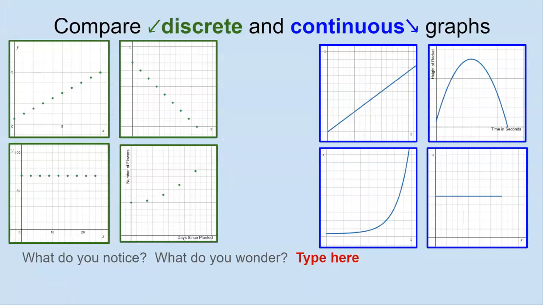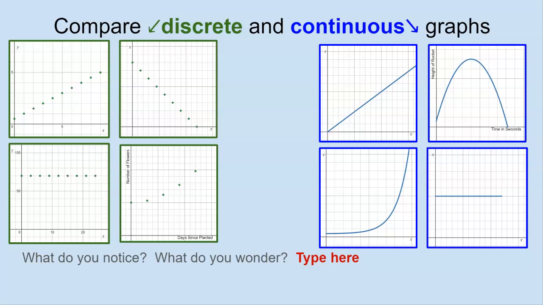So the first thing I did is give them examples of discrete and examples of continuous, and just have them type some things that they're noticing. And of course, the thing we want them to notice is that the discrete is made up of distinct points that are not connected, and the continuous graphs are connected, smooth curves or lines. Both can be linear or nonlinear. Both can increase, decrease, or be constant.